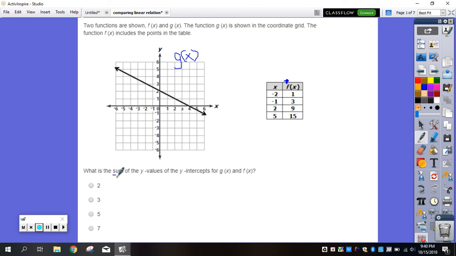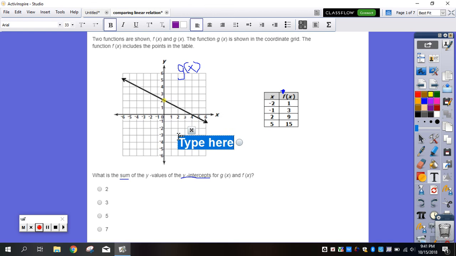It says, what is the sum of the y values of the y-intercepts for g of x and f of x? So sum means to add. So we're going to add the y-intercepts of these two functions. But first I need to find the y-intercepts. The y-intercept is where a line crosses the y-axis. When I look at this graph, I see that this line crosses the y-axis at a y value of 2. So the y-intercept of g of x is 2.